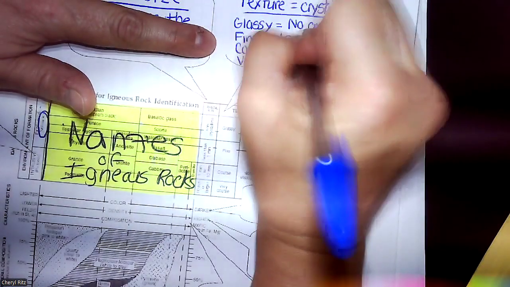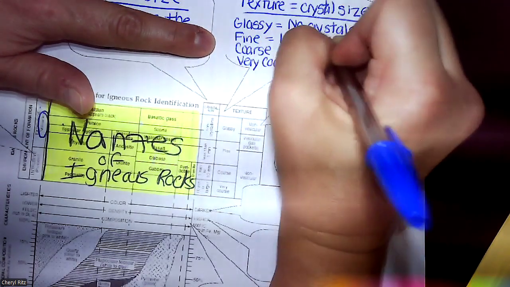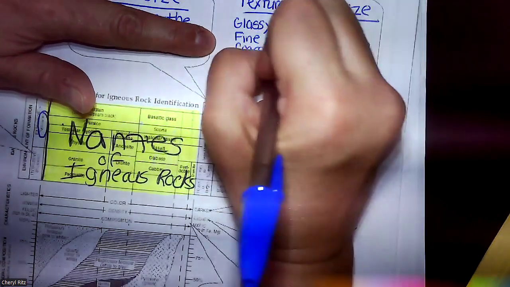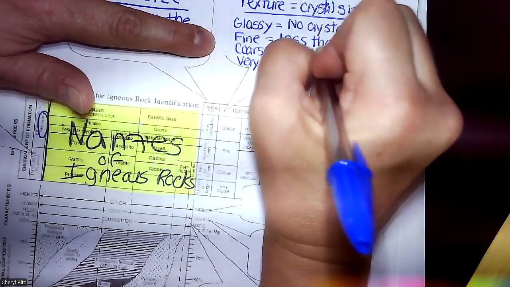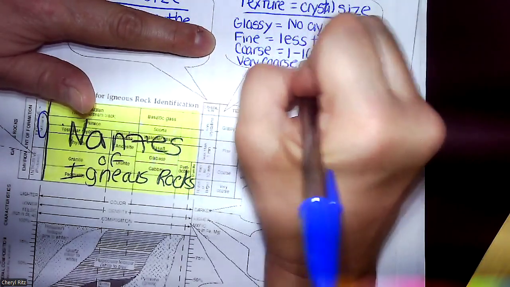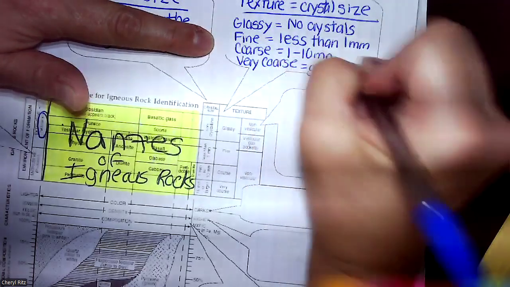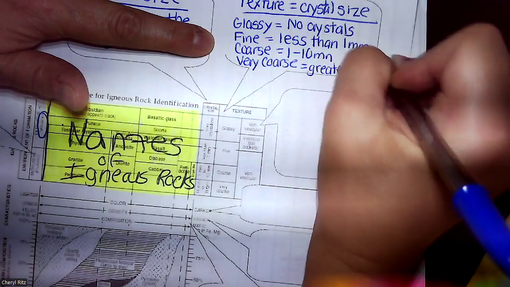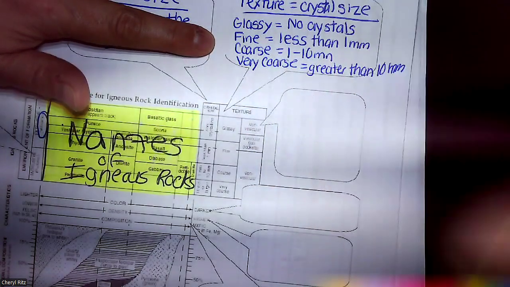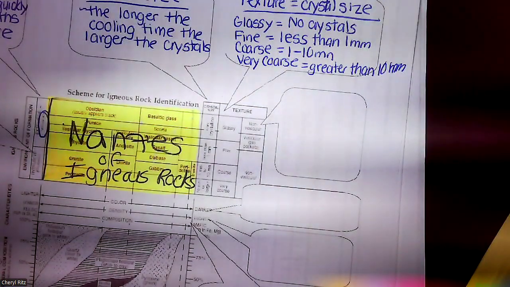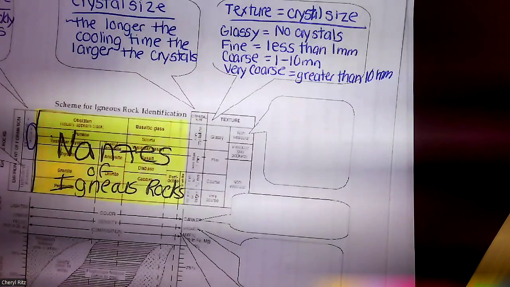Fine is less than 1 millimeter. Coarse is 1 to 10 millimeters. And very coarse is greater than 10. And if you want to use the greater than or less than symbols, that's fine, as long as you do them correctly. So again, texture doesn't mean how it feels. It's more like talking about how it looks.